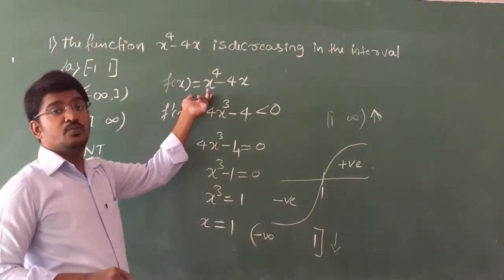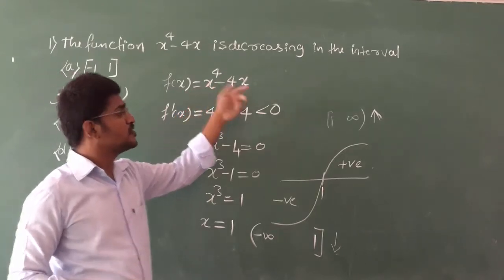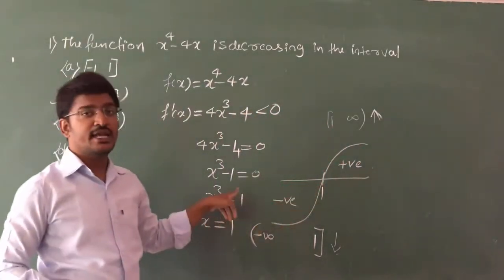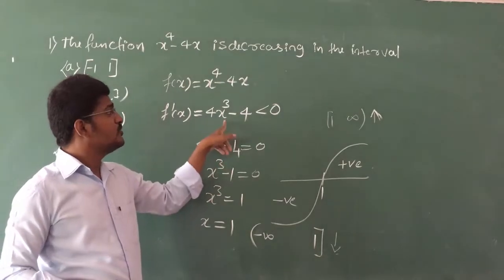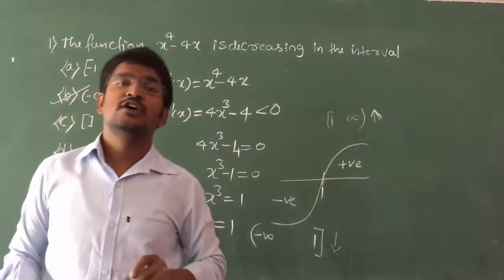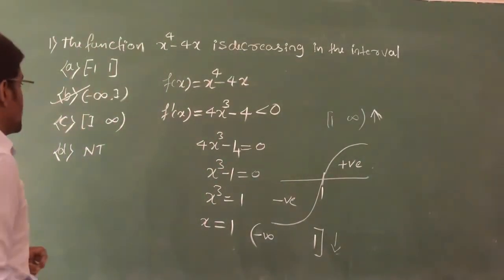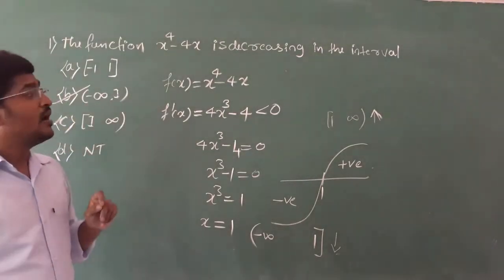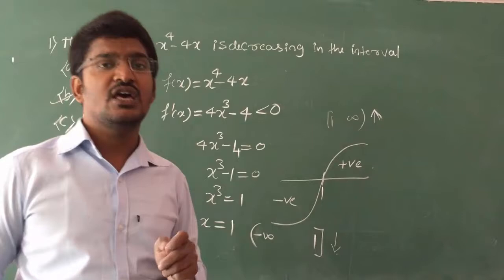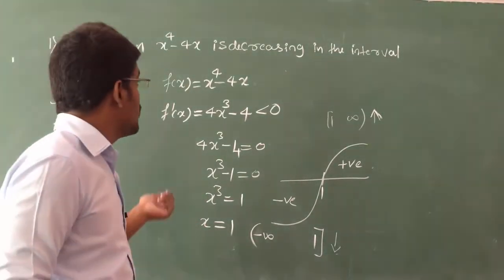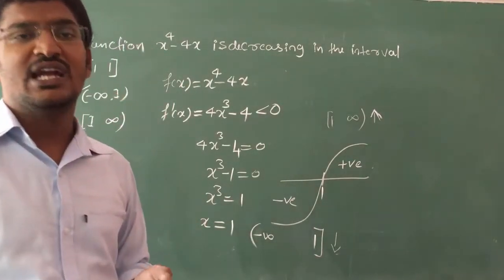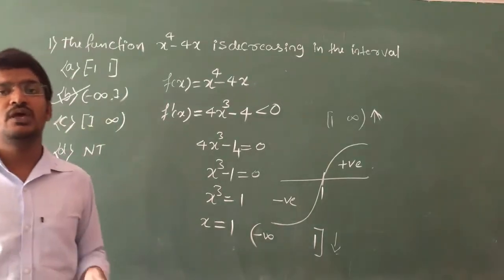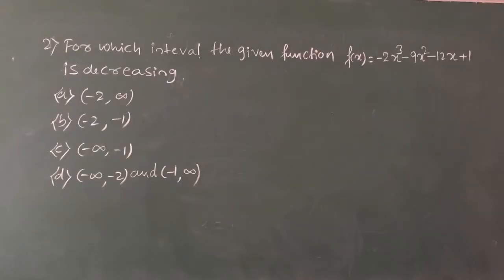The given function is positive. Please remember, the given function is positive, so we draw from the positive side. Clear? Don't get confused with this. So the function is decreasing in the interval minus infinity comma 1. I think the method is clear for solving the interval of a decreasing function. Let us solve another problem, so it will be more clear.